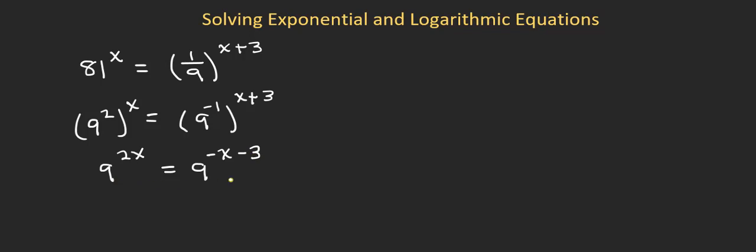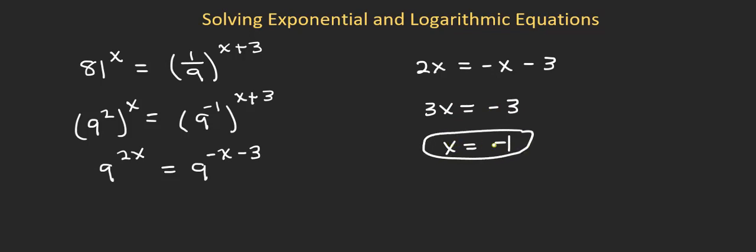Now, in order for these to be equal to each other, the exponent needs to be the same. So you get 2x equals negative x minus 3. So you end up getting 3x equals negative 3, which is x equals negative 1. And you could check your answer by plugging in to the original and see if they're equivalent. Graphically, what you could do is you could graph this as your y1, and you could graph that as your y2, and find the x value where they intersect.